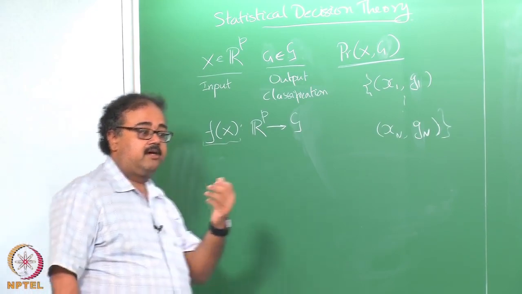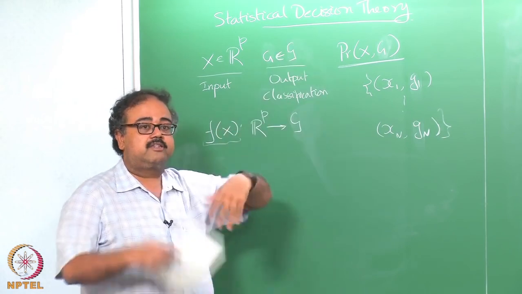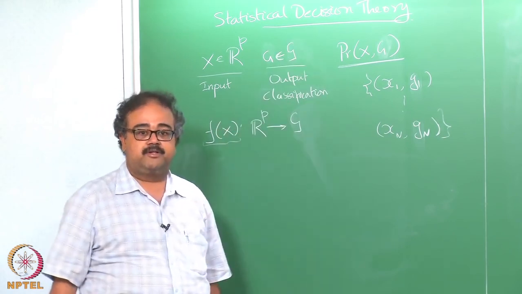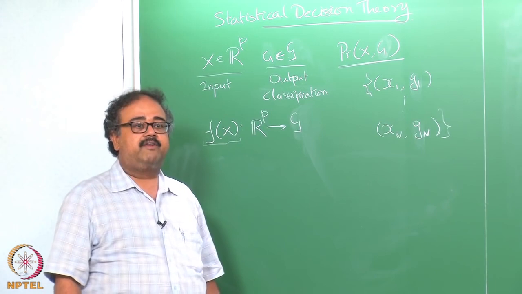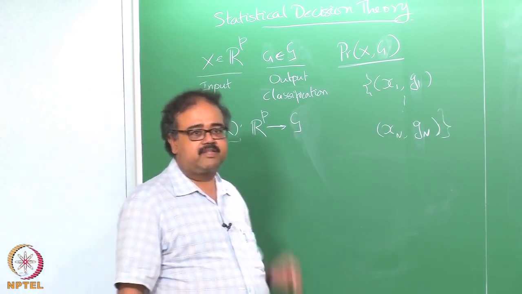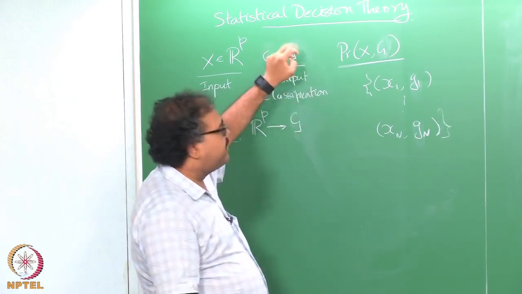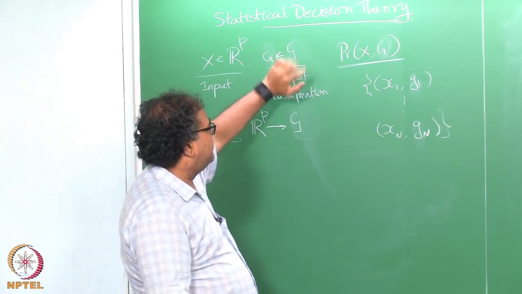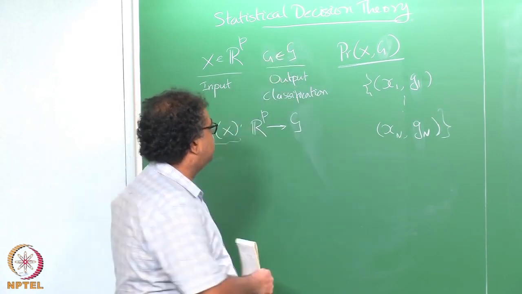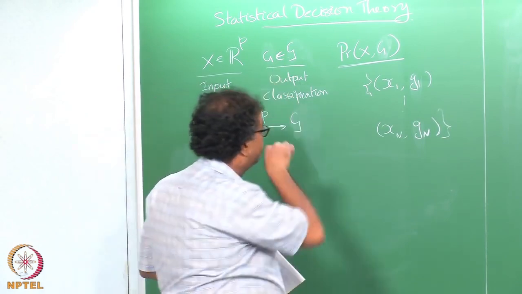It could be buys computer, does not buy computer. So, the script G could just consist of buys computer, does not buy computer, or it could consist of like 5 different outcomes: has the disease, a mild form of the disease, a severe form of the disease, does not have the disease, and so on and so forth. So, it could be a variety of outcomes, but a small discrete set. That space is denoted by script G, while capital G is the random variable corresponding to the output.